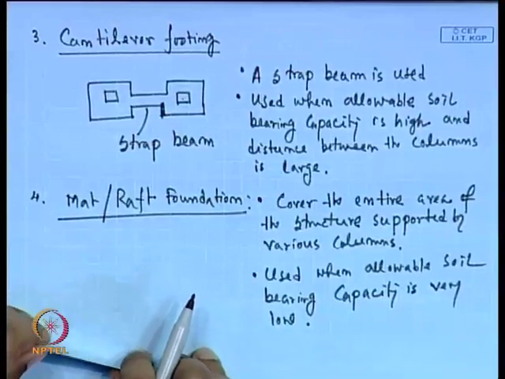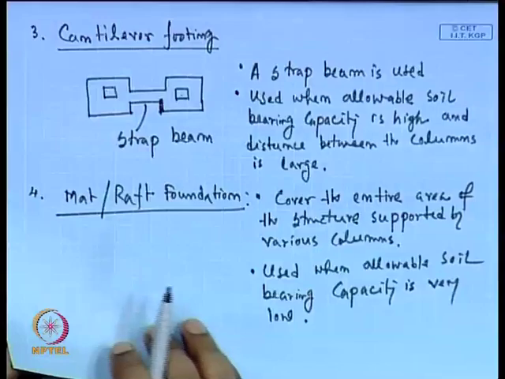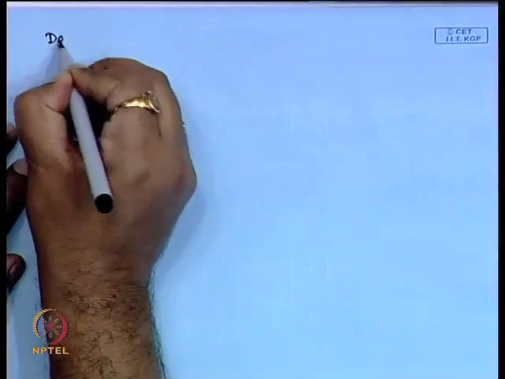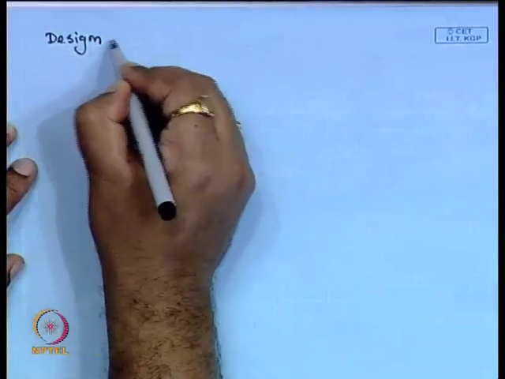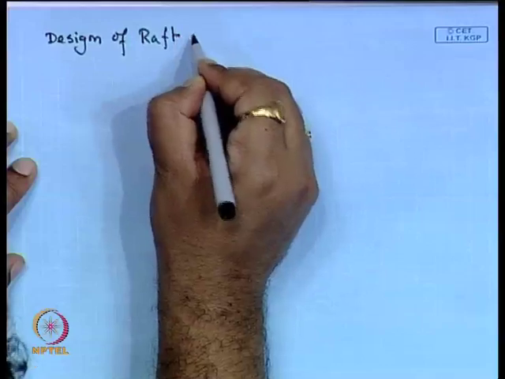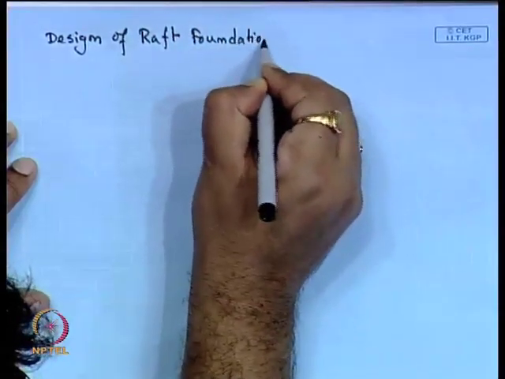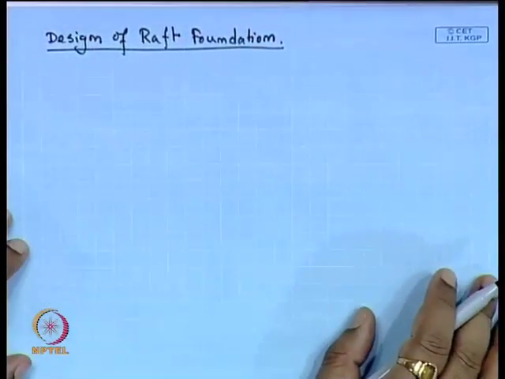First is rectangular combined footing, then trapezoidal combined footing, then cantilever footing, then the raft and mat foundation. Now, in the next section I will design one raft foundation, then how to determine the settlement and the bearing capacity of this raft foundation, that I will discuss. Here again, like the isolated footing, design means we will just give the idea how to determine the dimensions of the footing, that means width, length and depth of the footing, by this method. I will not discuss the structural design; that part I will discuss in the last module, where I will give the idea how to design this footing from a structural point of view.